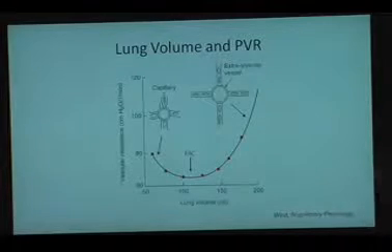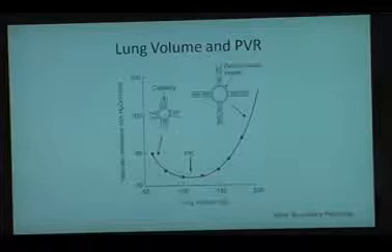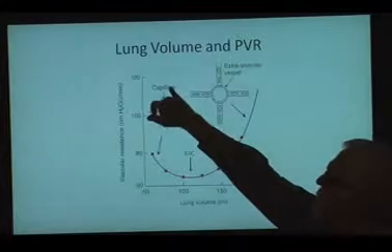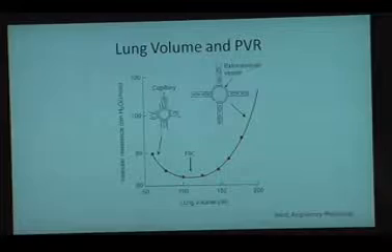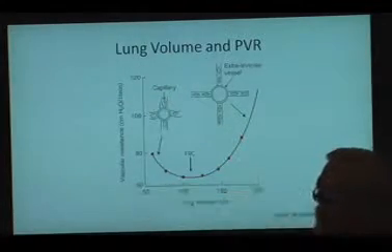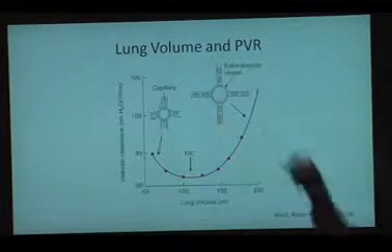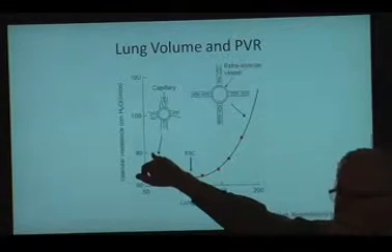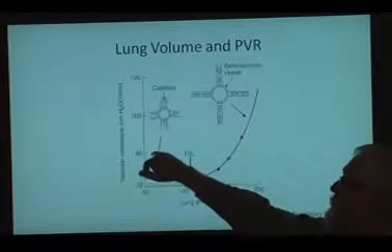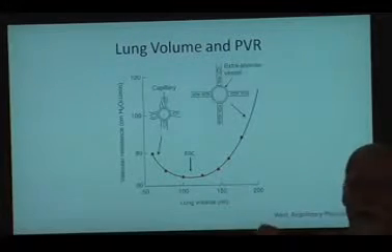So then what about the effect of lung volume on overall pulmonary vascular resistance? We talked a little bit about the effect of lung volume on pulmonary capillaries versus extraalveolar vessels. It turns out that the relationship between pulmonary vascular resistance and lung volume is a U-shaped relationship. At low lung volumes, pulmonary vascular resistance increases, and it likely increases because there's a loss of radial traction on the extraalveolar vessels.